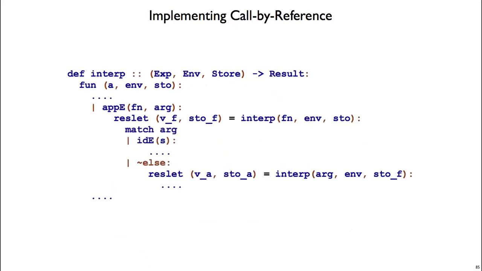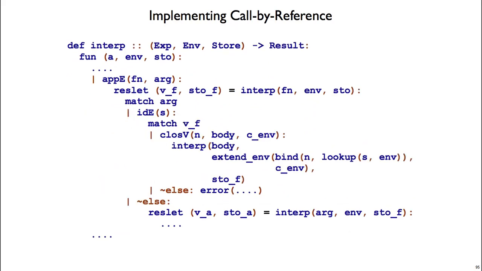First thing, we need to match on the argument to the function call. If it's an identifier sitting there, strictly an identifier, then we don't evaluate it right away. Instead, we match on the value of the function, make sure that we have a closure, and then we extend the environment. Only the environment, not the store. And we extend it so that the function's argument n points to the same location that that identifier s points to. With that, we've established a direct link from the name of the function argument to the location that we passed in at the application site. We don't create a new location inside of the store, and we're ready to go. We can interpret the function body.